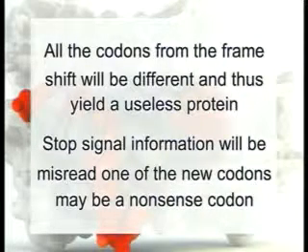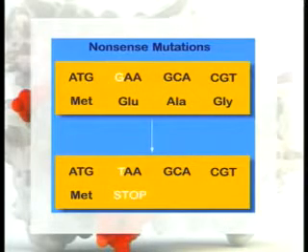One of the new codons may be a nonsense codon, which causes translation to stop prematurely. Or, if the translation apparatus reaches the original nonsense codon, it is no longer recognized as such because it is in a different reading frame and therefore the translation process continues beyond the end of the gene.